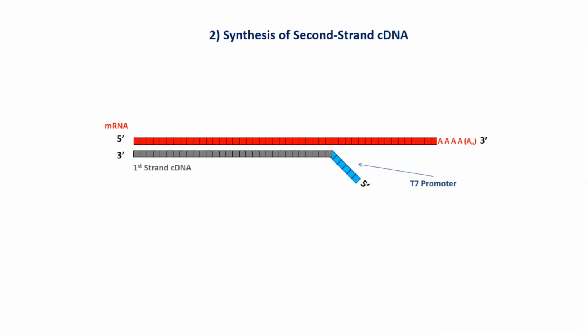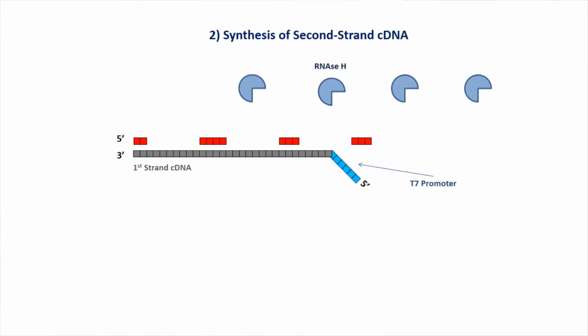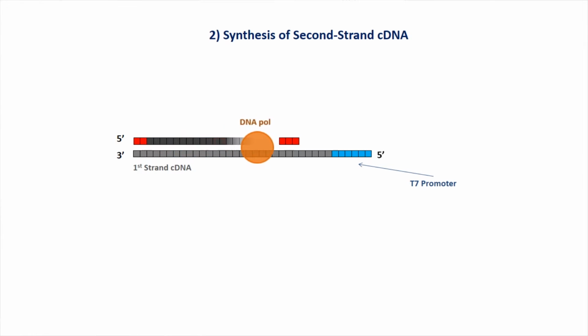In the second step of target preparation, single-strand cDNA is converted to double-strand cDNA. The reaction uses RNase H. RNase H degrades RNA, and the DNA polymerase synthesizes the second strand of cDNA.